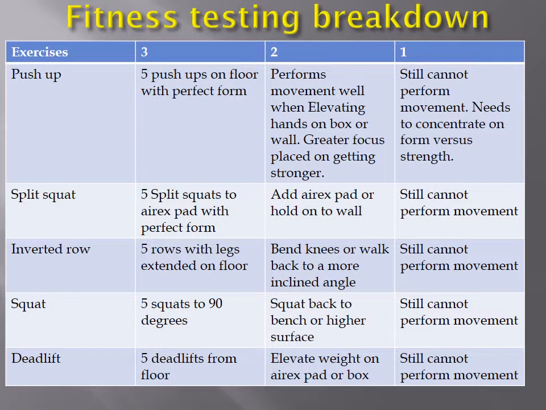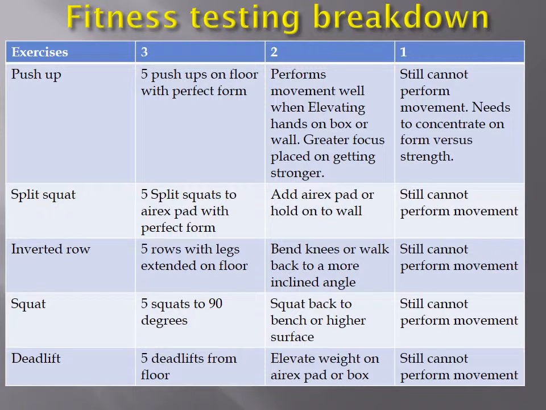And so let's use the push-up as an example. A 3 would be 5 push-ups on the floor with perfect form. A 2 would be they perform the movement well when elevating the hands on a box or a wall. So the focus there would be getting them down to the floor, getting them stronger. A 1 would be they still can't perform the movement, so they need to concentrate on form versus strength.